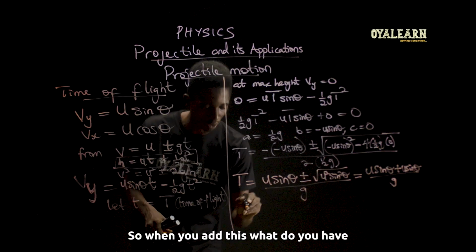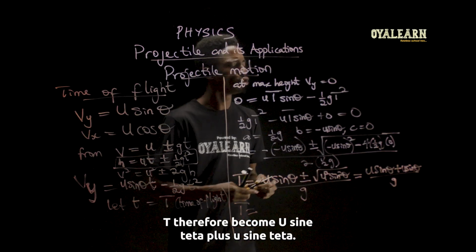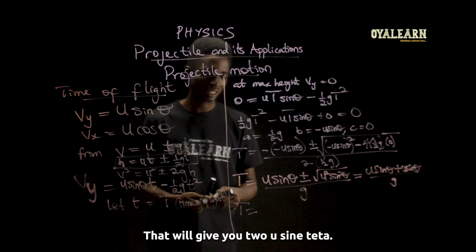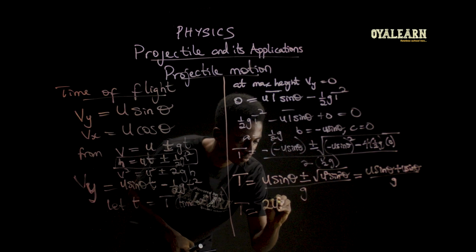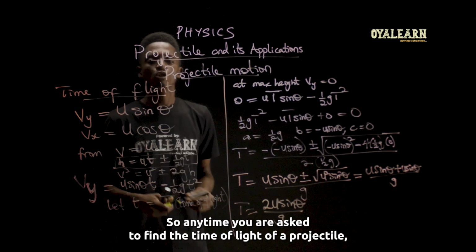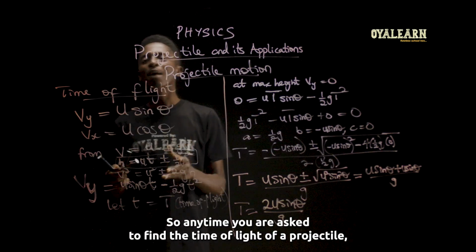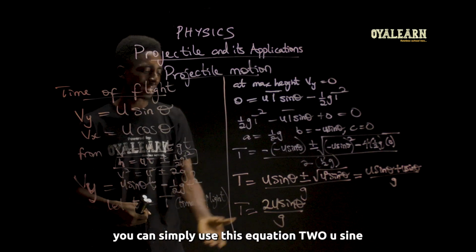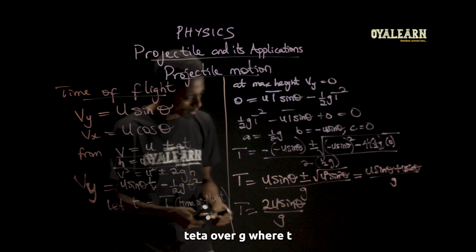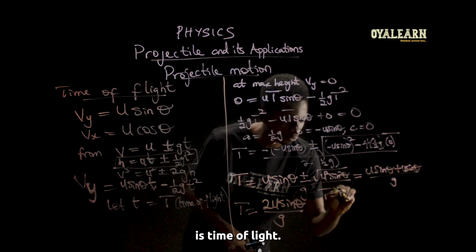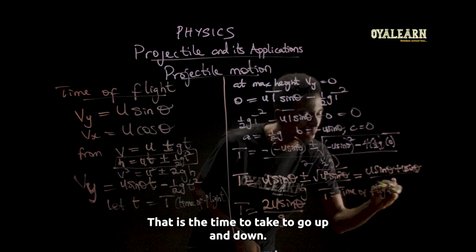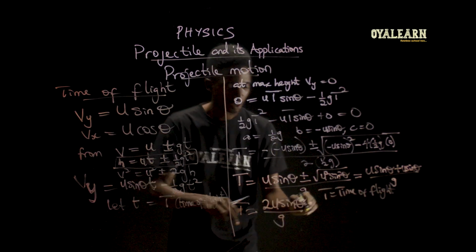So when you add this, what do you have? T therefore becomes u sine theta plus u sine theta. That will give you 2u sine theta. Okay? All divided by what? g. So anytime you're asked to find the time of flight of a projectile, you can simply use this equation. 2u sine theta over g, where T is time of flight. Okay? That is the time it will take to go up and down.